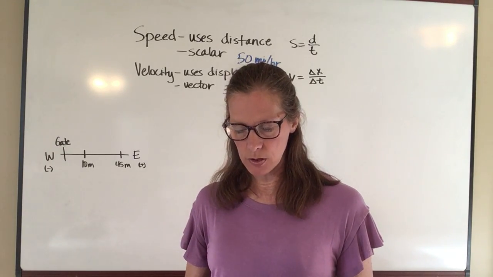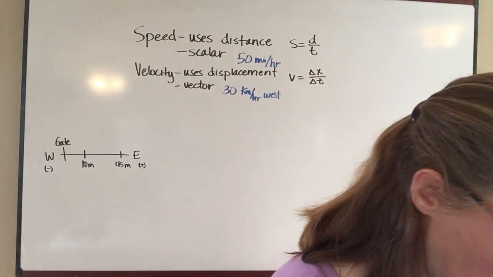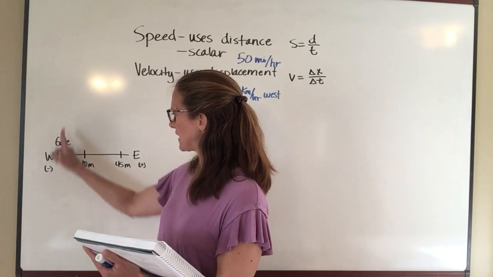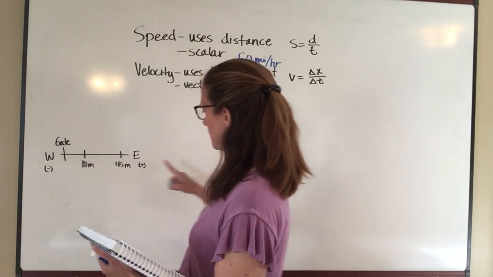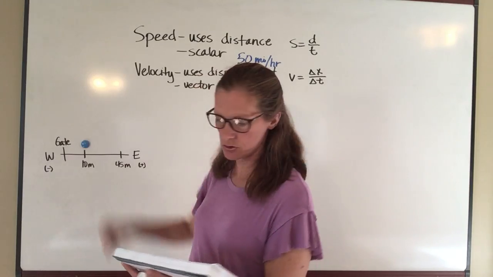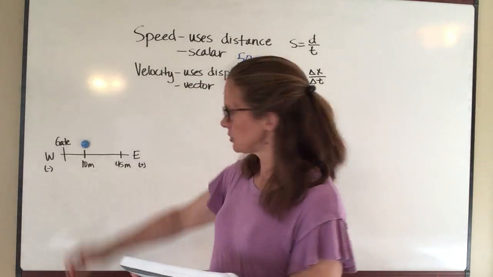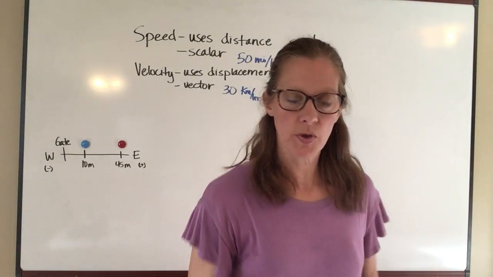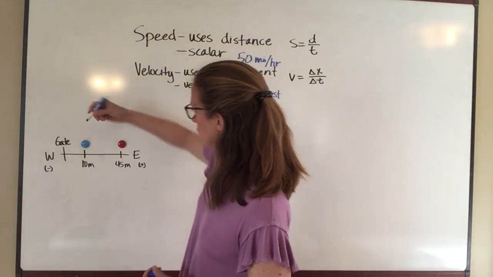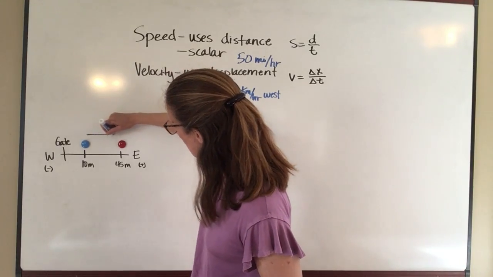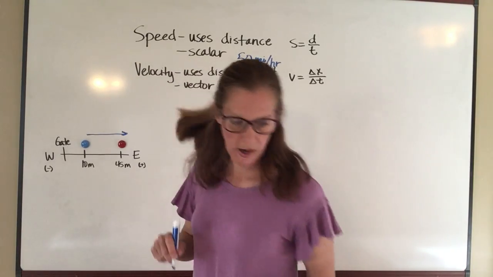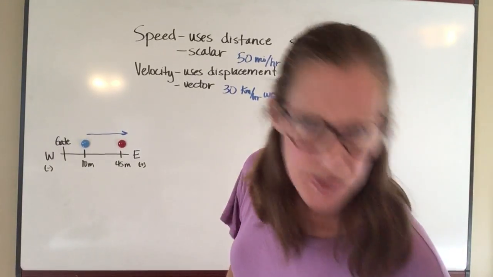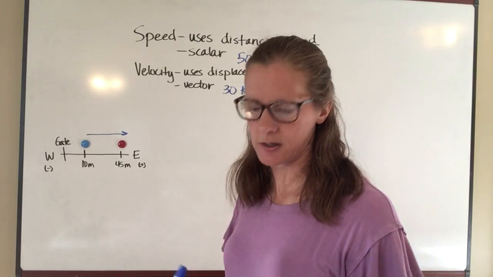It says a horse moves from 10 meters east of the gate. So the gate is here. This is west. This is east. So we're moving from 10 meters east of the gate to 45 meters east of the gate. We want to know what the velocity of the horse is. So the horse is moving this direction. Okay, and I didn't read the time there. It says 15 seconds. Takes him 15 seconds to do that.